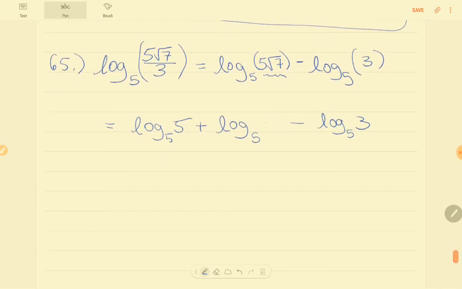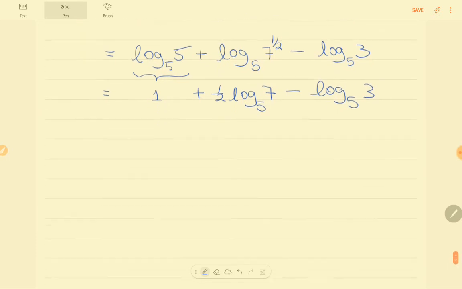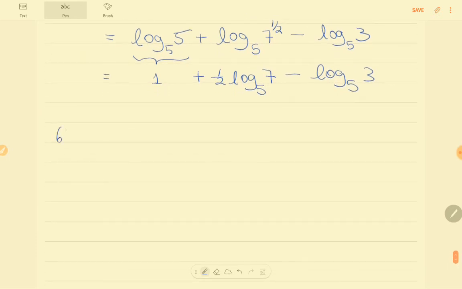And this can actually be rewritten as 7 to the 1/2 power. And then this can be simplified to 1. The 1/2 can come in front of that. And I think that is expanded and simplified as far as it can be. So we'll move on and do another one. Number 67.